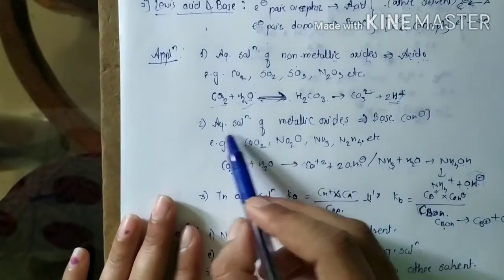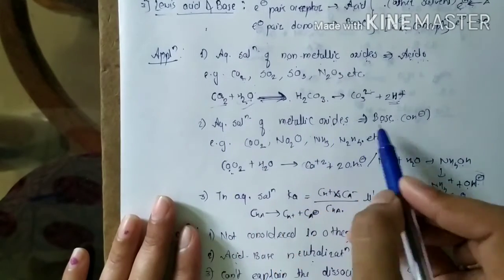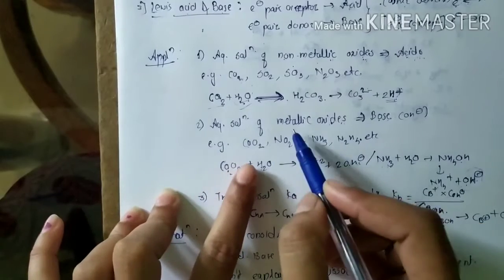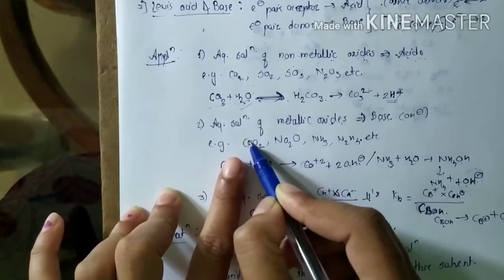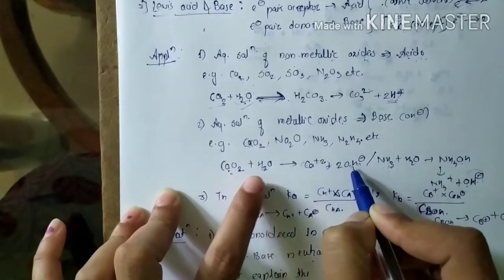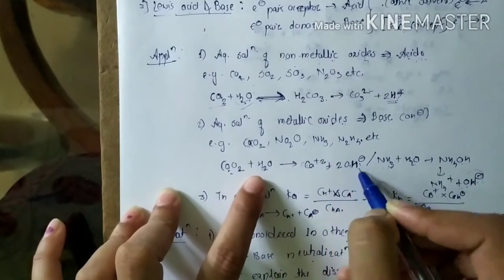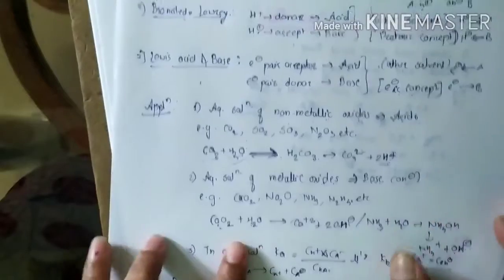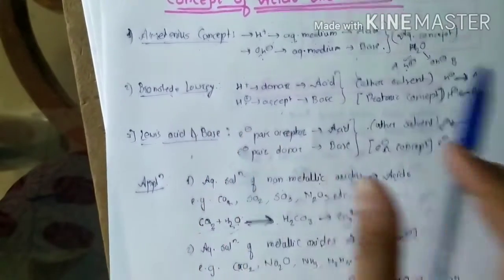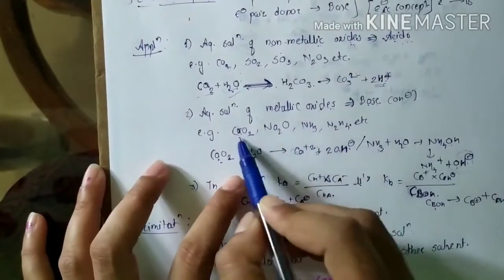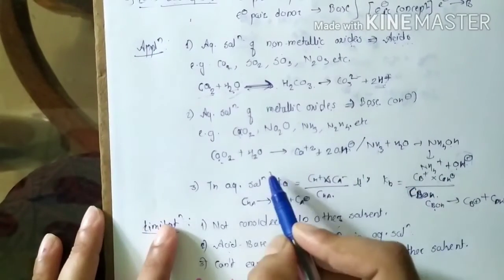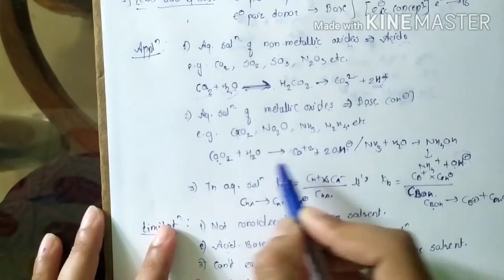Next one, in aqueous solution, metallic oxides act as bases. Here, the metallic oxide is calcium oxide. If dissolved in water, it forms calcium 2 plus and twice OH minus, and we know that according to the Arrhenius concept, if the substance gives OH minus ion, we call it a base. That's why calcium oxide, also a metallic oxide, acts as a base by giving OH minus ion in water.